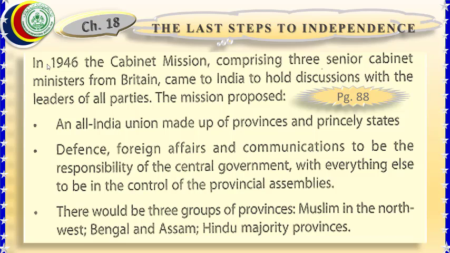So the formation of the provincial groups was also declared over there: the Muslim majority provinces in the northwest, like Punjab, Khyber Pakhtunkhwa, Sindh and Balochistan, that was group B, and this is the formation of Pakistan. Bengal and Assam, this is the formation of group C, and the Hindu majority provinces included were Madras, Bombay, UP, CP, Bihar and Orissa.